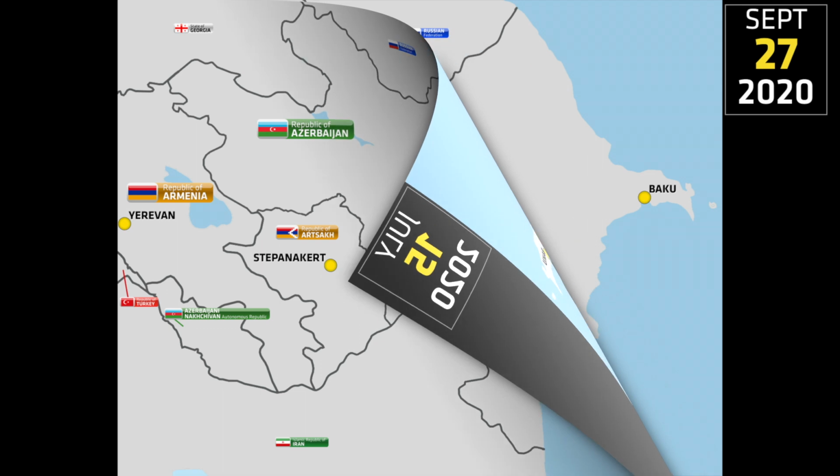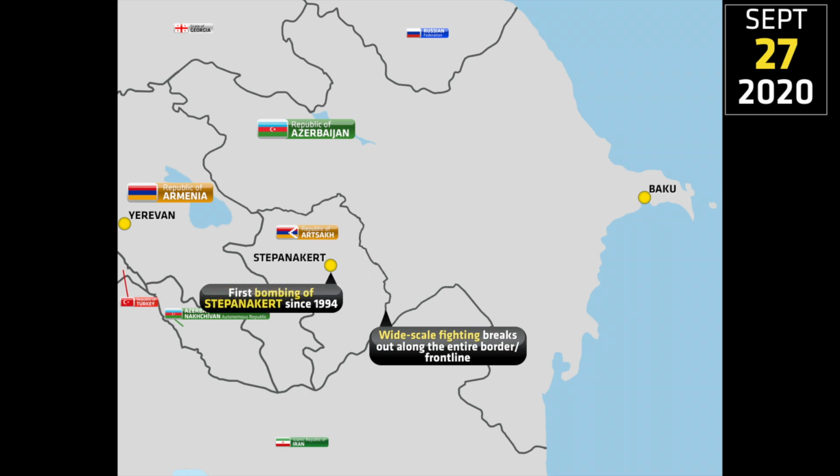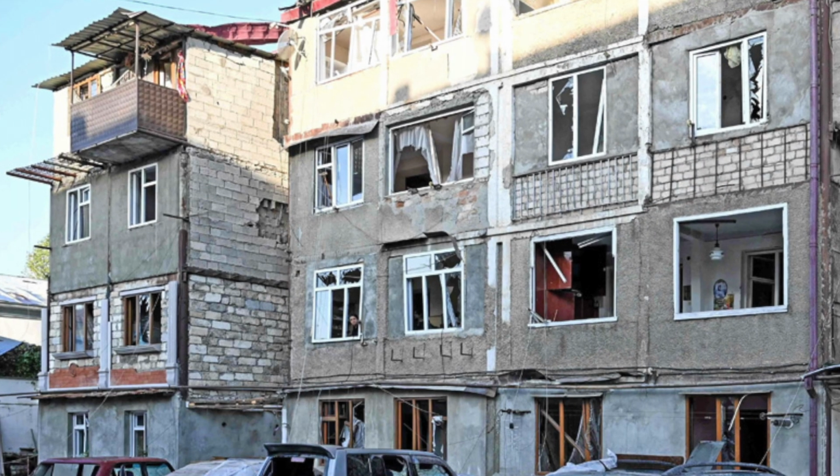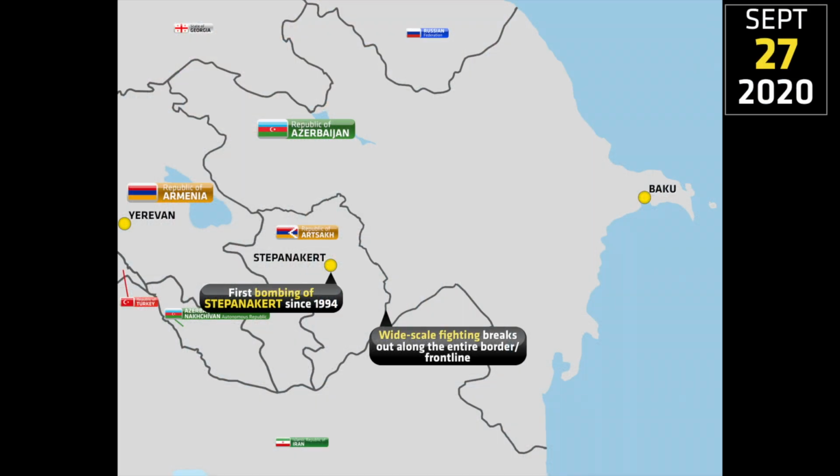And this finally brings us to the current war, which began on September 27th of 2020. Wide-scale fighting broke out along the entire border of Artsakh and Azerbaijan, the once quiet front lines by now heavily remilitarized by both sides, and as fighting commenced, effectively open battle between Artsakh and Azerbaijani forces began, with Armenia indirectly supporting Artsakh. The commencement of hostilities saw the first bombing of Stepanakert since 1994, since which time the city had been entirely rebuilt after being reduced to a heap of rubble in the early 90s.